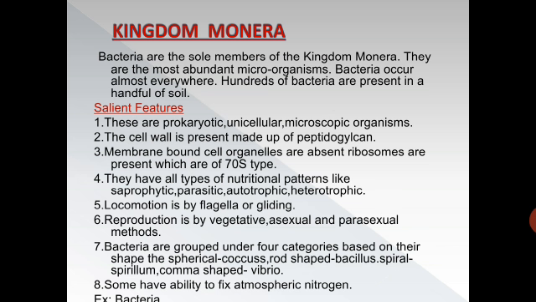Second character, the cell wall is present which is made up of peptidoglycan. Thirdly, membrane bound cell organelles are absent. Ribosomes are present which are of 70S type. They have all types of nutritional patterns like saprophytic, parasitic, autotrophic and heterotrophic. Saprophytic, depending on the dead and decaying matter. Parasitic, they are dependent on the host and also they're harming the host and getting the nutrition from the host.